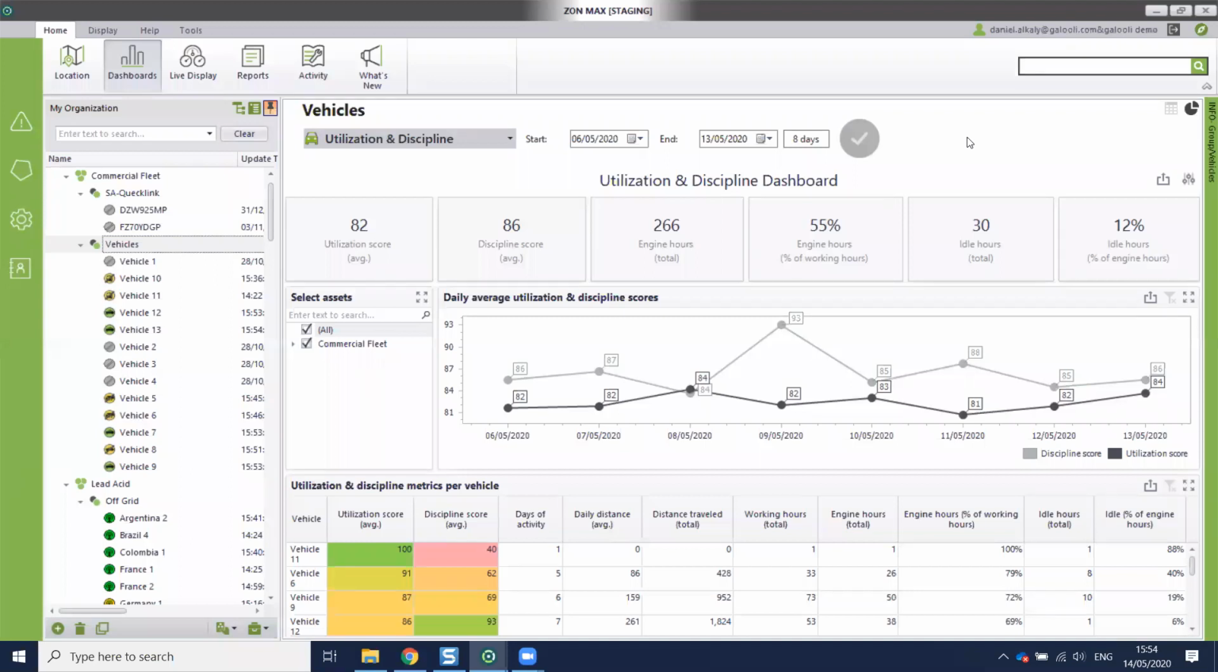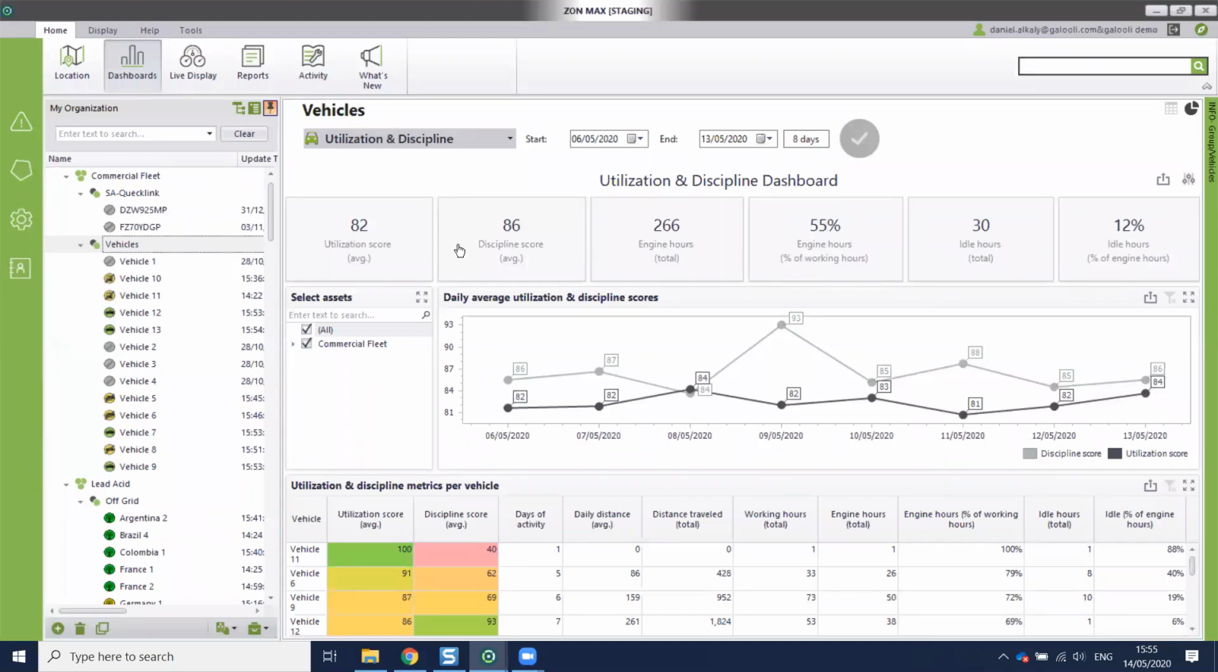Obviously, in cases of fleets, where there's a correlation between the productivity and the amount of hours that the vehicle was being utilized, this is a major factor. The discipline is much more simple. It's simply based on idling hours. How many hours the vehicle was spent idling, which means the engine was running, but nobody was actually driving. The vehicle wasn't moving.